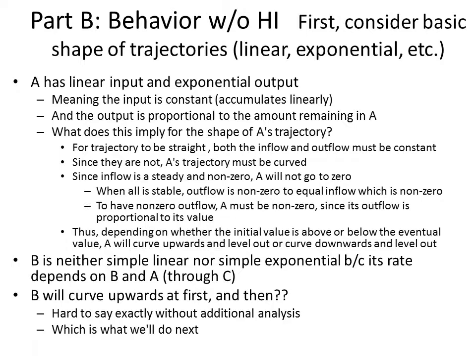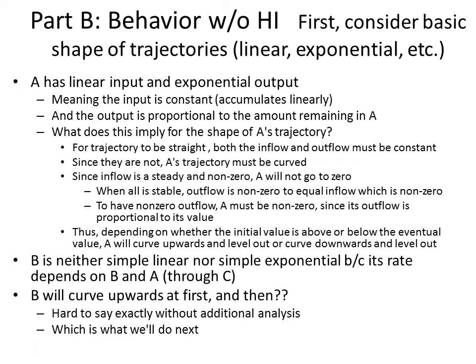Both the inflow and outflow would have to be constant, and they're not. So that right away tells us that A's trajectory should be curved. Since the inflow is steady and non-zero, A will not go clear to zero. When everything is stable, the outflow is still non-zero because the inflow is non-zero, and it has to be equal at steady state. So it's a dynamic equilibrium.